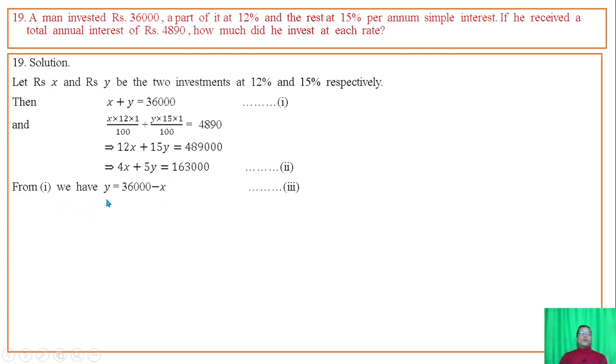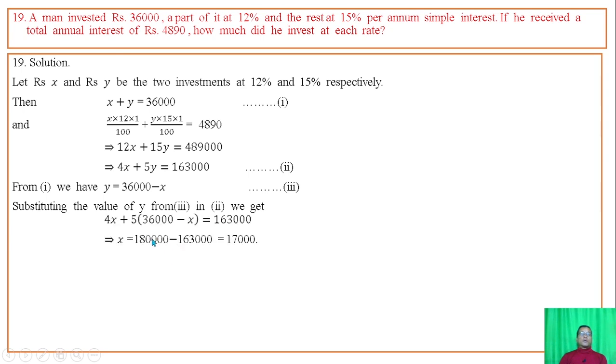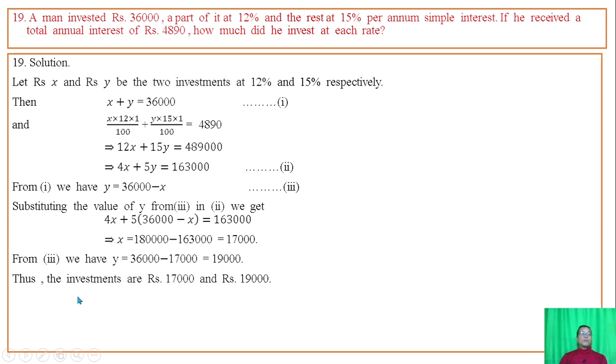From equation 1 we have equation 1 the y value solve to equation 3 y value is equation 2 the sentence C. Substituting the value of y from equation 3 in equation 2 we get assume the x katong yaw equation number phange x solve to 17,000 phange. From equation 3 we have y equal to 17,000 x the fishing 19,000 phange. Thus the investments are rupees 17,000 and rupees 19,000 respectively.